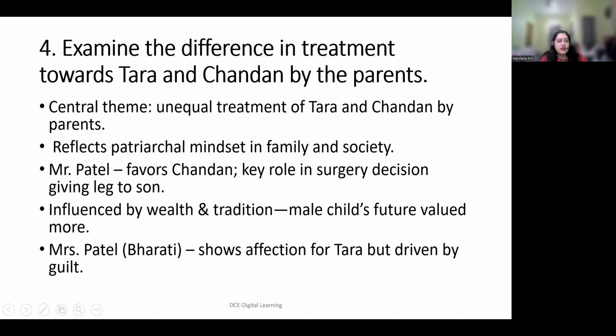Examine the difference in treatment towards Chandan and Tara by the parents. This is a definite question you can expect in the exam. The central theme of the answer is the unequal treatment of Tara and Chandan by parents. The unequal treatment reflects the patriarchal mindset in the family and society. Mr. Patel favors Chandan. He has a key role in the surgery decision, giving the leg to the son. He is influenced by wealth and tradition. The male child's future is valued more, while Mrs.